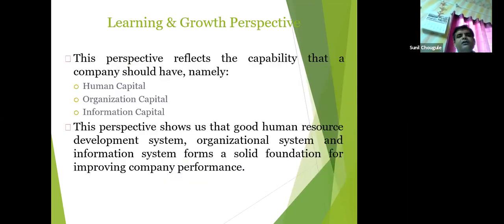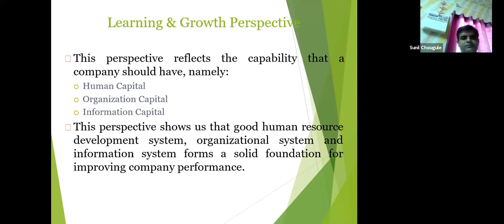The next one is the learning and growth perspective. Learning and growth, as a non-financial parameter in the balanced scorecard, is one of the important perspectives to be studied. This perspective reflects the capability that a company should have. What are all the capabilities of a company? Human capital: how knowledgeable, skilled, reliable, trustworthy, and positive in attitude towards work the human capital a company possesses is, depends on their capability.